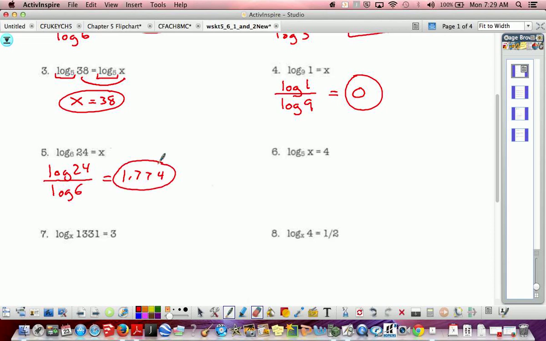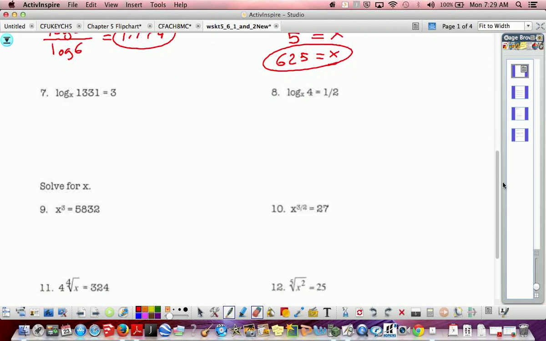All right, number 6 now. Notice how the x is not by itself. So since it's in log form, I need to put it in exponential form. So my base is 5, my exponent is 4, my number is x. Notice how x is now by itself. So I just have to simply go 5 to the 4th power, which is 625.